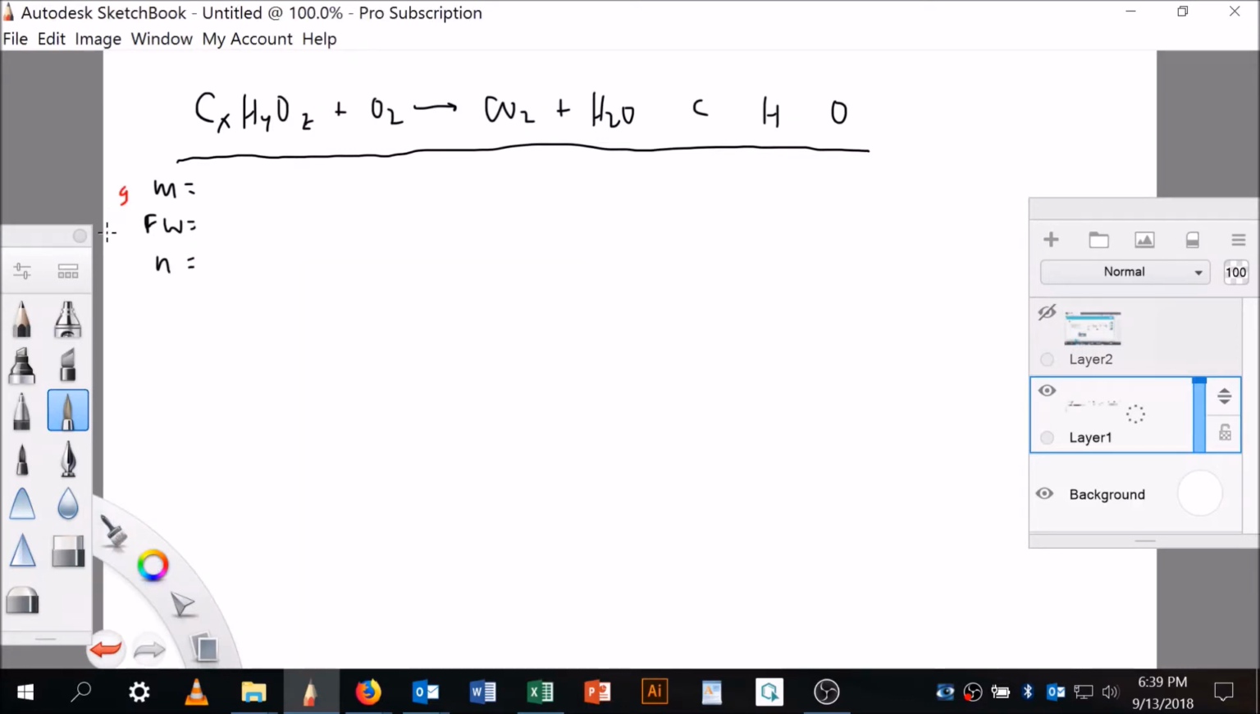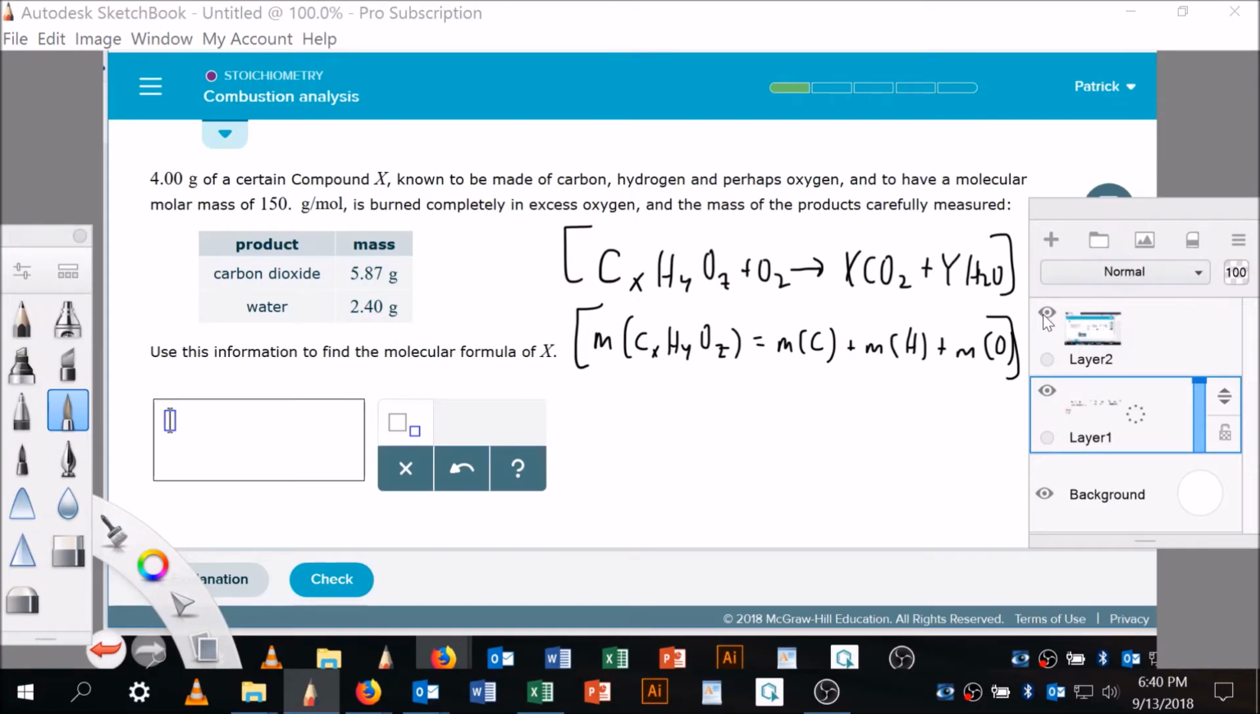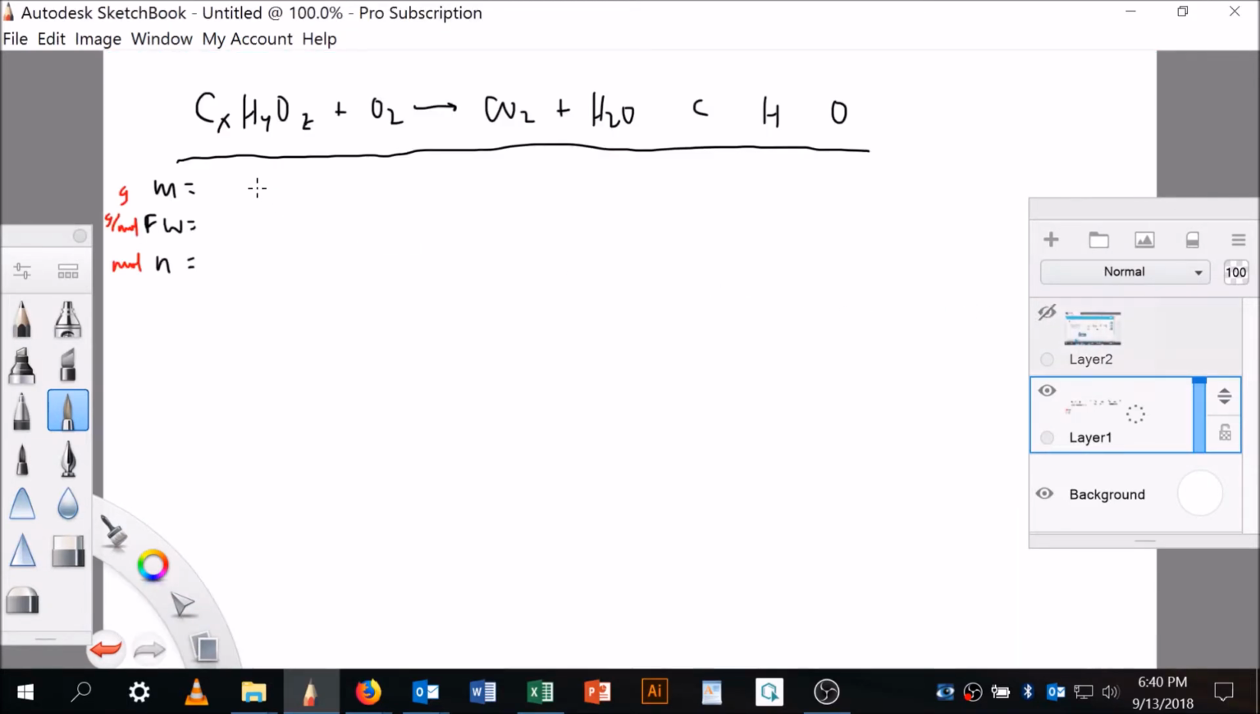This is in grams. This is in grams per mole. This is in moles. Okay. So now we're going to come back over here. It was 4 grams of a certain compound. So this was 4 grams.